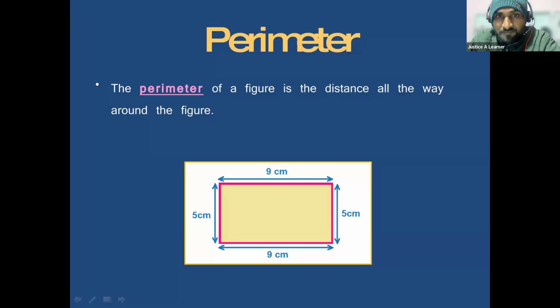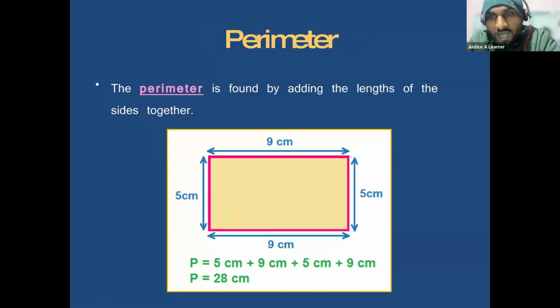So let's move further. How do we calculate perimeter? We have this shape. You already know this, I guess. We are making the sum total of the length of each side. When we add the length of each side, the complete boundary, 5 plus 9 plus 5 plus 9, we find the perimeter. So the perimeter is found by adding the lengths of all the sides together.